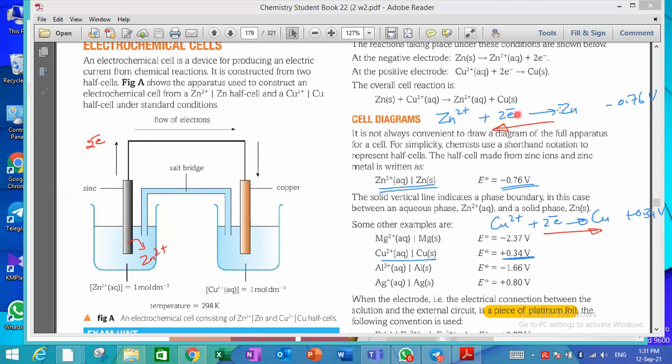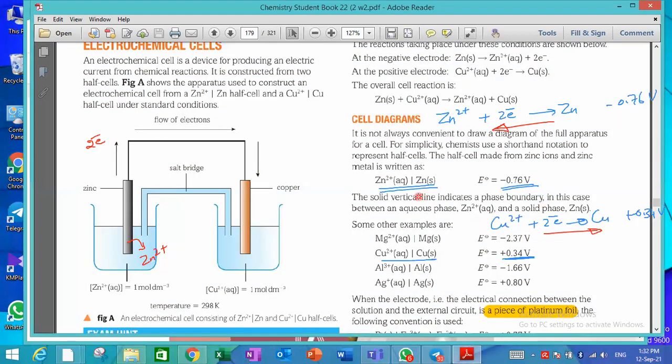Okay, when we write here that zinc ions plus 2 electrons give zinc, the value is negative. This means that the zinc metal would prefer to form zinc ions and electrons, and the electrons go through the circuit to the copper half cell, where the copper ions in the solution would gain 2 electrons to form copper metal because we got a positive value for the standard electrode potential. Understand? Okay.